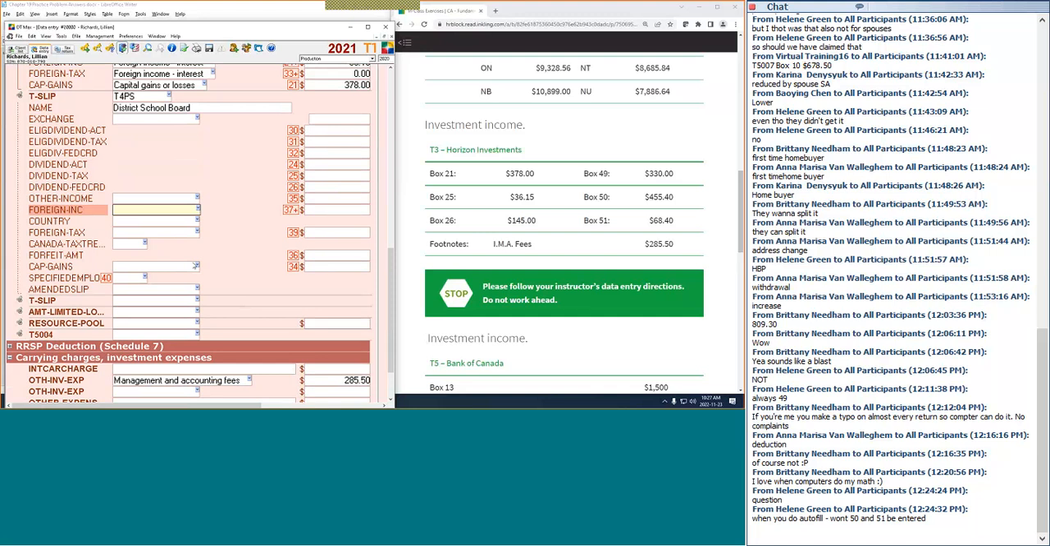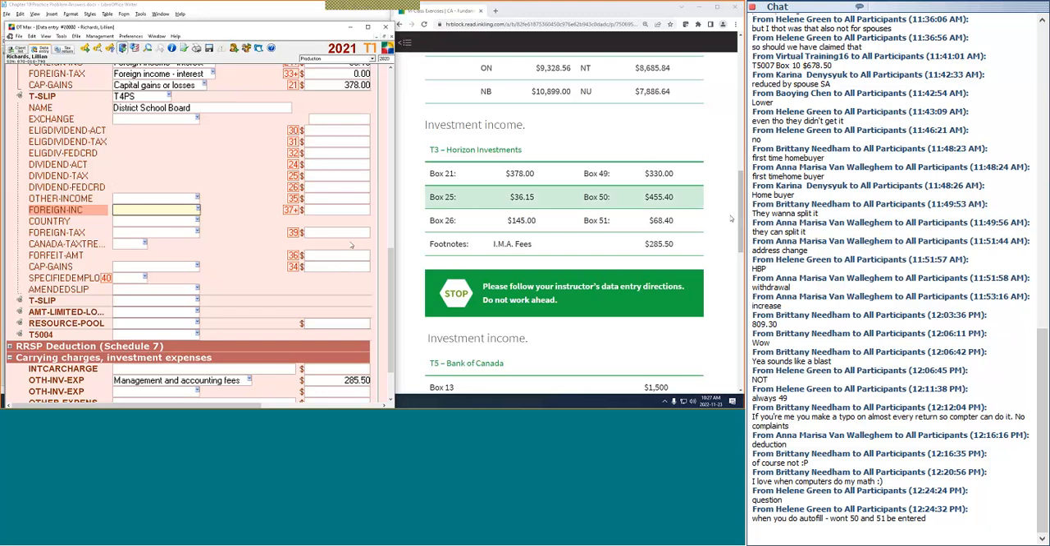It gets trickier if you have a specified employee. So we don't teach specified employees and how to handle them in this class. I am going to show you the data entry once because it's going to be in your book, and I want you to know how that works. Okay, so I'm going to give you some information here.